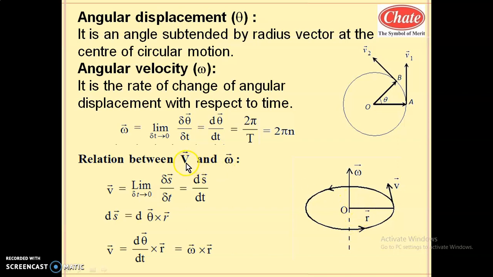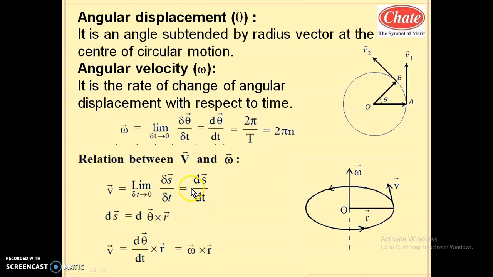So what is the relation between linear velocity and angular velocity? We know from your class 11th study, linear velocity is the limit as delta t tends to 0 of delta s by delta t. Even though the time is very small, that small displacement upon small time is also linear velocity. So by taking the limit, linear velocity can be written as ds by dt.